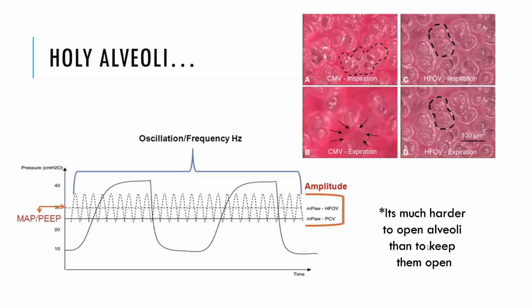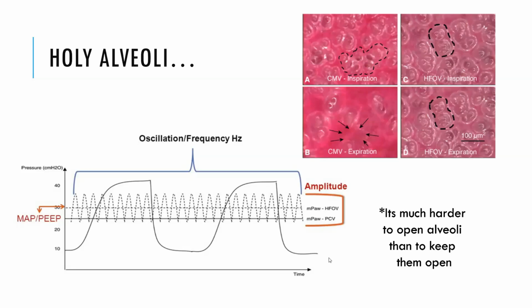This is a really important quote: it is much harder to open the alveoli than to just keep them open. So if we can keep them open, that is the best way to ventilate and oxygenate these kids, versus if you've let them collapse or close, trying to get them back open.